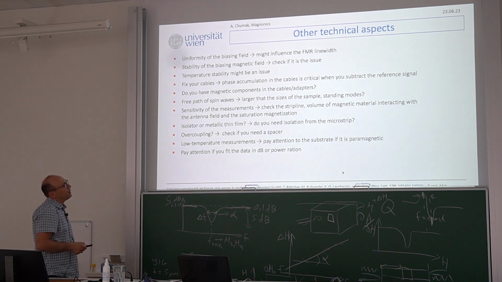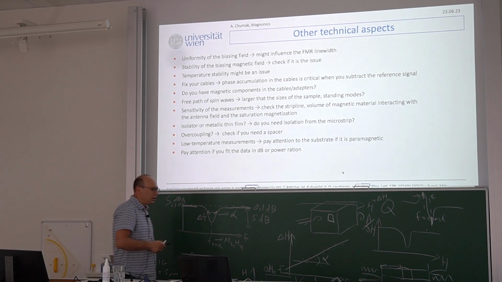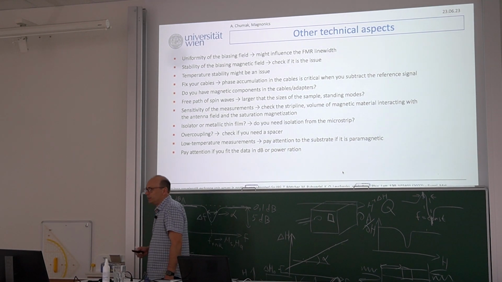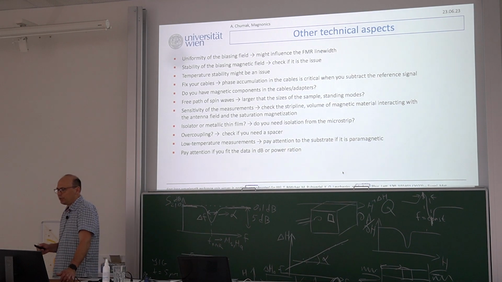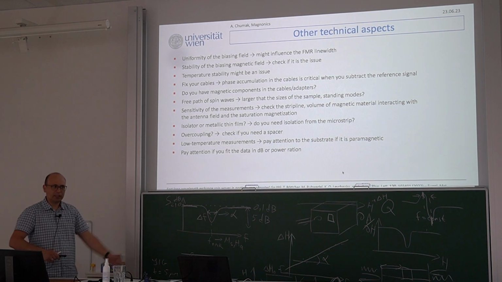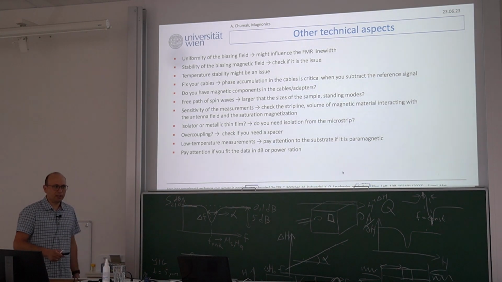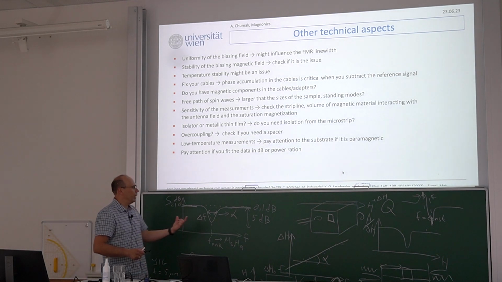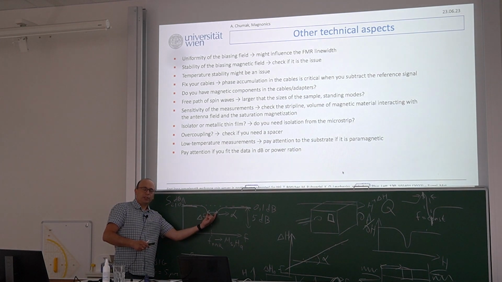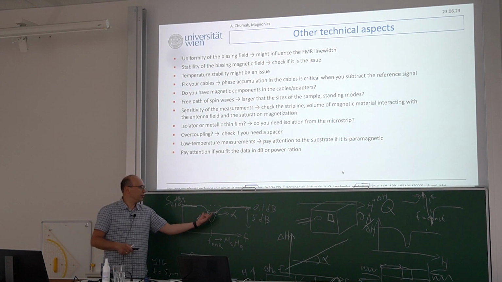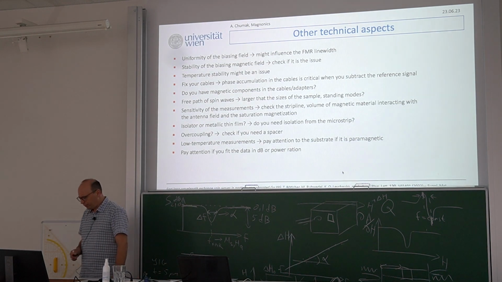Stability of the bias magnetic field. Usually we use electromagnets, and they have very fancy power supplies which stabilize your current to 10 to the power minus 5, I think. So it means you send 10 ampere and you keep it at milliampere stability. But keep in mind that YIG has a very narrow line width. With metals, you can forget about it, but with YIG it can have a line width of half an Oersted.